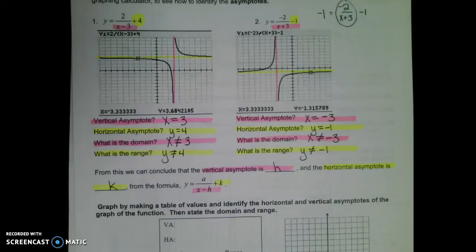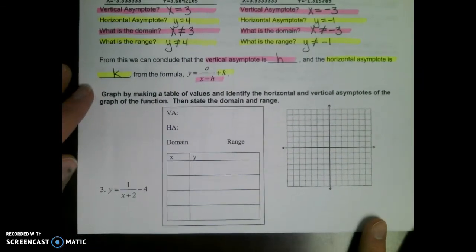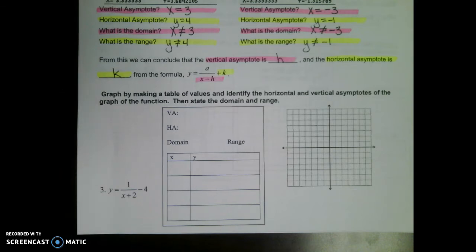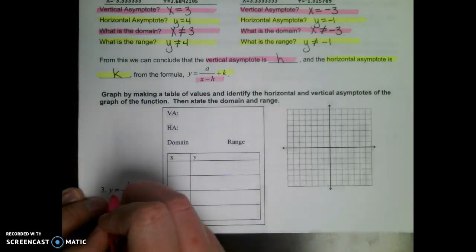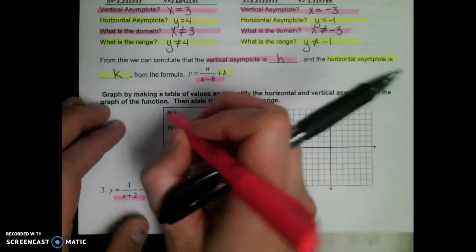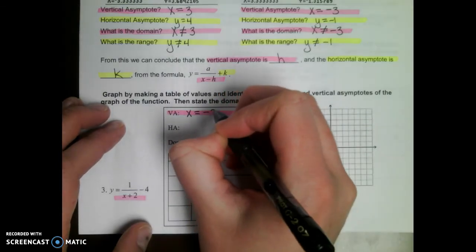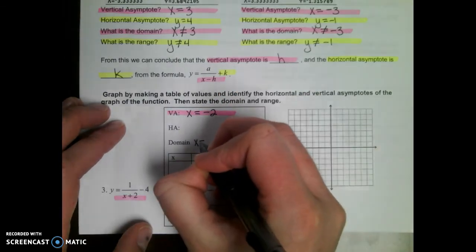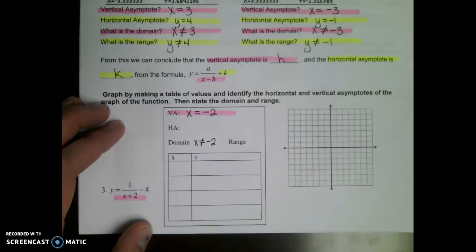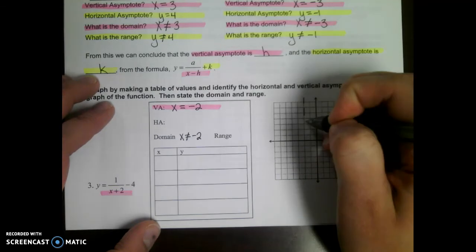So, using what we just learned, we need to graph this equation, y equals 1 divided by x plus 2, minus 4. The first thing that I want to do is look at the vertical asymptote. So if this says x plus 2 on the bottom, what is the vertical asymptote going to be? X equals negative 2. And that means we automatically know that the domain is x cannot equal negative 2. Let's sketch that asymptote in.